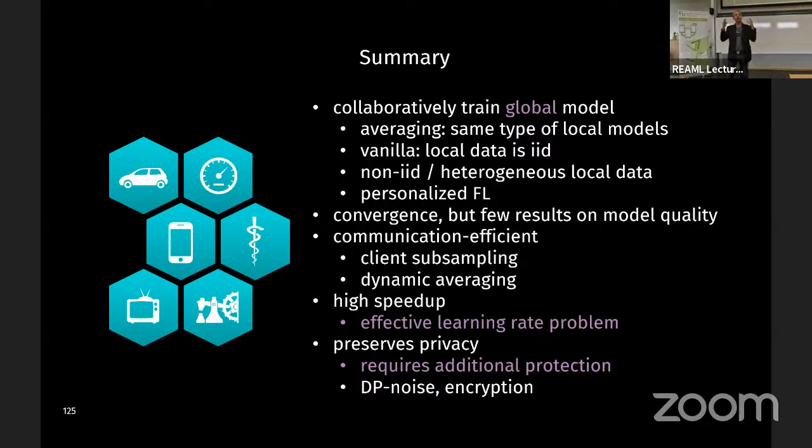This approach is communication efficient in the sense that you save a lot of communication, and by client subsampling, you can really get very, very low, or you can use dynamic averaging, of course. It has a high speed up in principle, but you have this theoretical problem with the learning rate that often ruins your day. And in the same way, it preserves privacy in principle, but you need some additional protection to really make it private. For example, using encryption or using noise on your models.